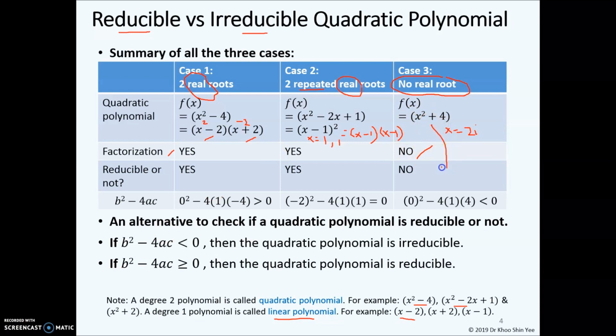And also we cannot further reduce this into linear factor, right? This is extra information for you to check whether we can reduce the polynomial into linear factor or not. For the first case, if b squared minus 4ac is greater than or equal to 0, then we can further reduce it. And for the second case, if b squared minus 4ac is less than 0, then it cannot be factorized.